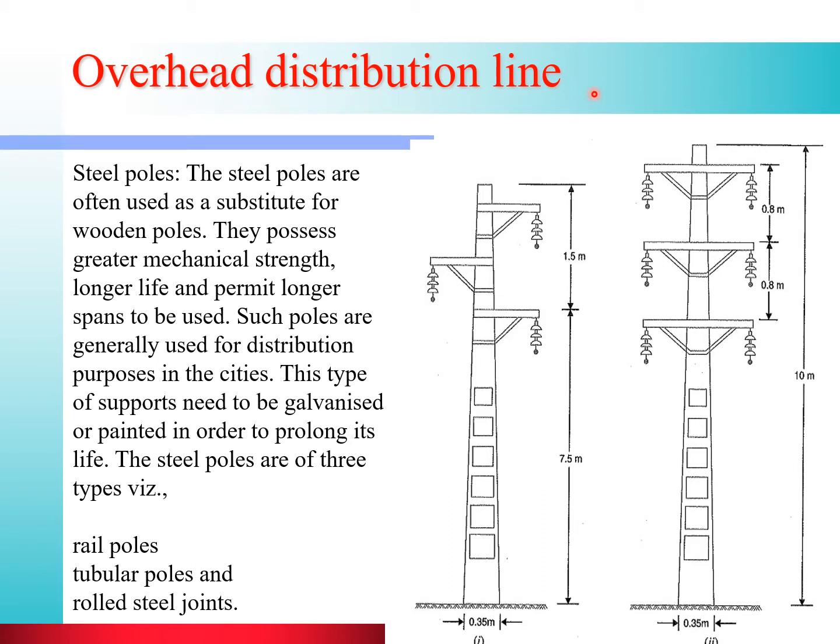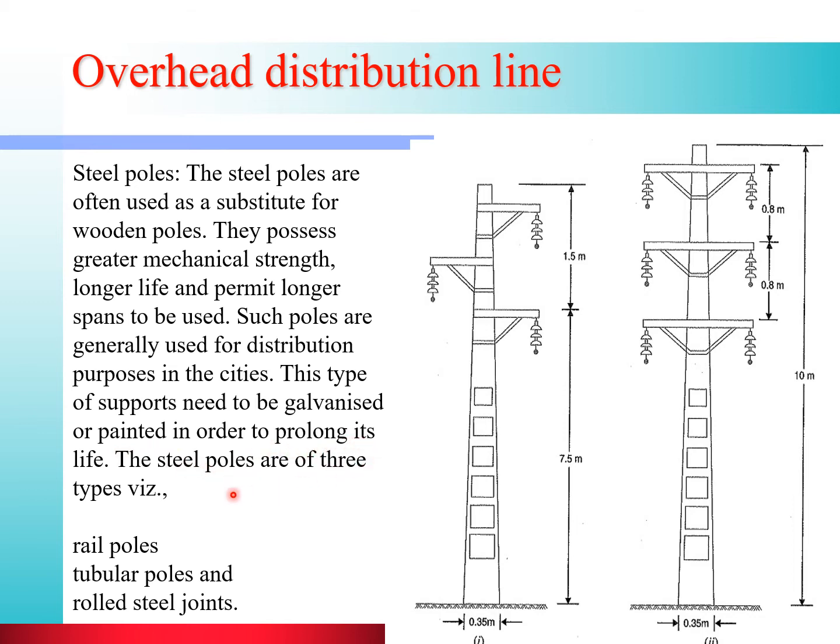Overhead distribution lines tower. First we will see the steel poles. The steel poles are often used as a substitute for wooden poles which were used in previous years, but they have been replaced by the steel poles. The steel pole possesses greater mechanical strength, longer life and permits longer span to be used. Such poles are generally used for distribution purpose in cities. This type of support needs to be galvanized or painted in order to prolong its life.